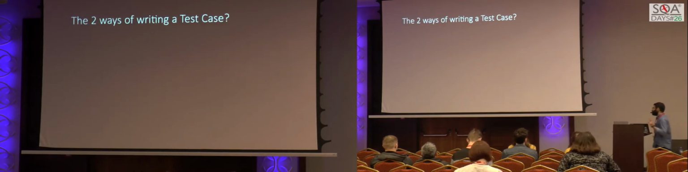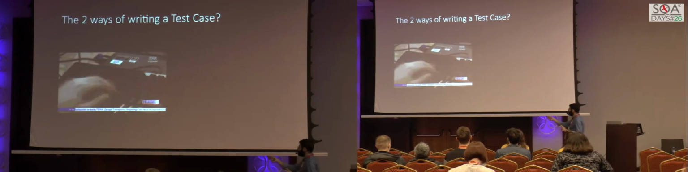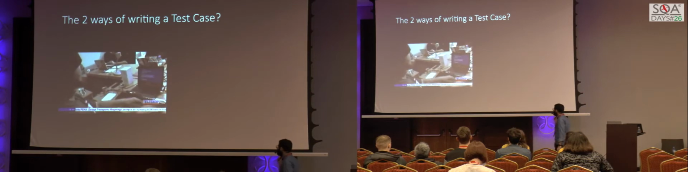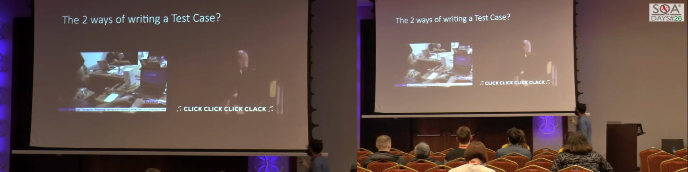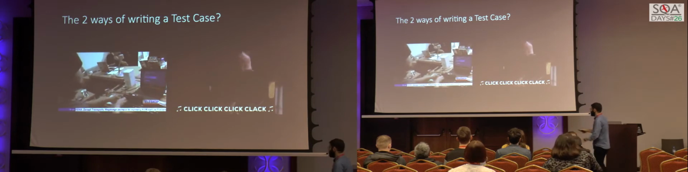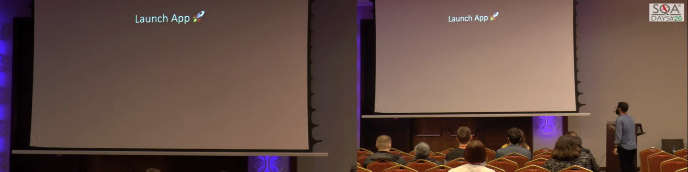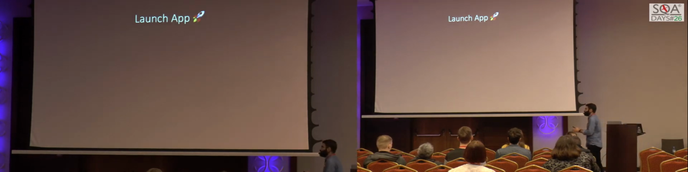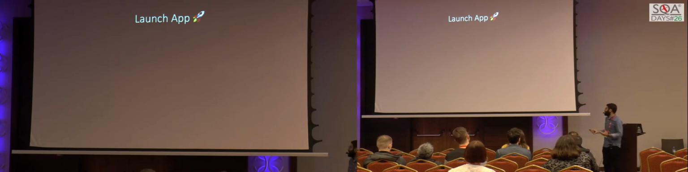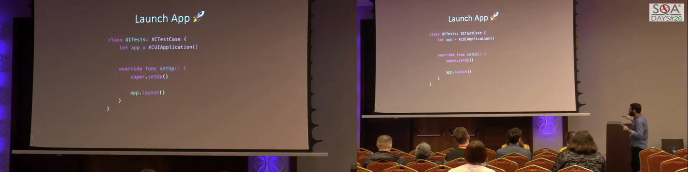As I told you, there are two ways of writing a test case. First way is writing code, of course. And the second one, recording a test, so recording your actions. I'm going to start with the first one, which is writing code. Before I start, I just want to show you the important thing if you want to write an automated test: how to launch the application. Apple also gives us this code.